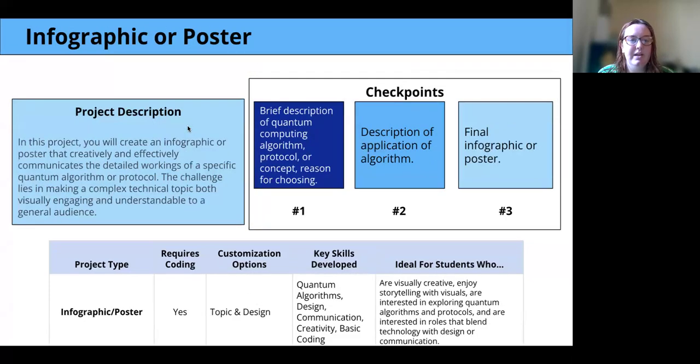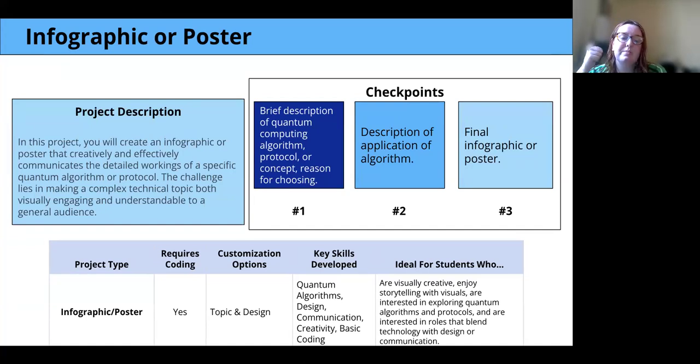Our next project type is the infographic or poster. So this project does require coding. You'll create an infographic or poster that effectively and creatively communicates the detailed workings of a specific quantum algorithm or protocol. The challenge here lies in making a technical topic easy to understand for a general audience, so someone who hasn't been taking an introduction to quantum computing for a year.